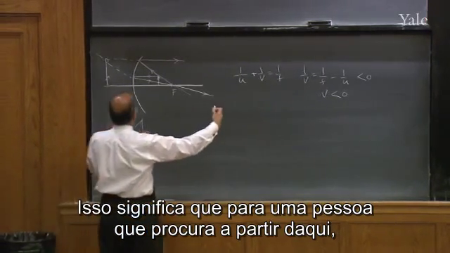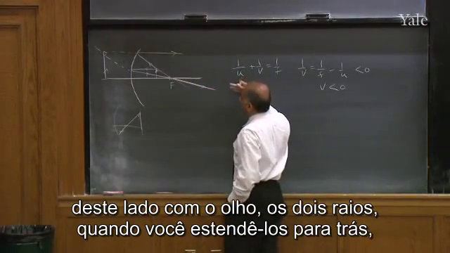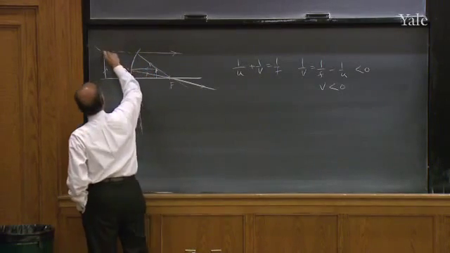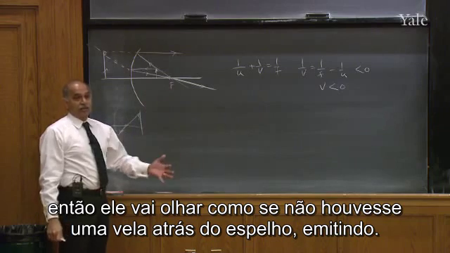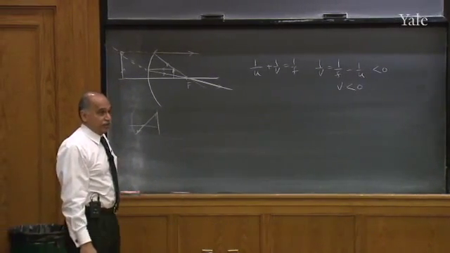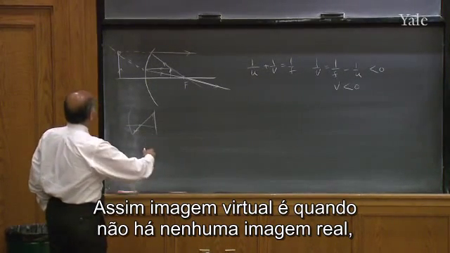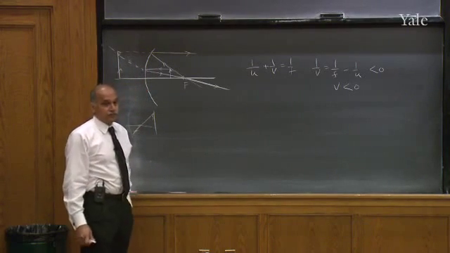That means to a person looking from this side with the eye, the two rays, when you extend them backwards, seem to emanate from this point. So that will look like a candle behind the mirror emitting. So that's a virtual image. A virtual image is when there is no real image, but everything seems to come from a point behind that.